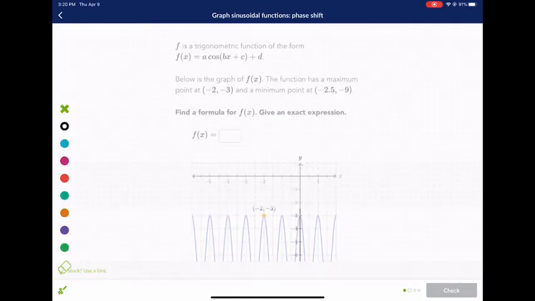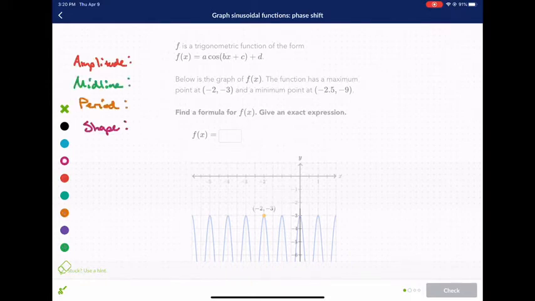All right, new problem. Let's try the same thing. Find our amplitude, midline, period, the shape of the graph, sine or cosine, and the phase shift. And then we can write our equation or our function.